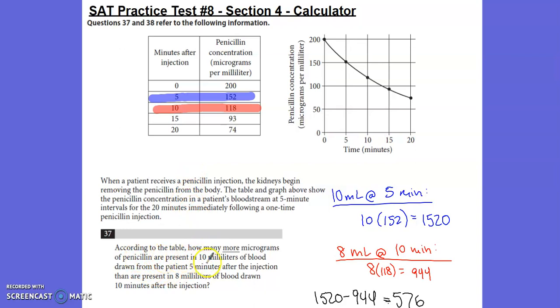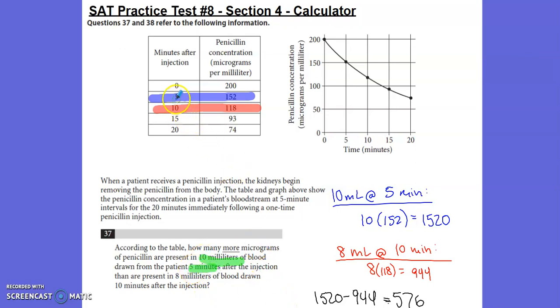Number 37 here says, according to the table, how many more micrograms of penicillin are present in 10 milliliters of blood drawn from a patient 5 minutes after the injection than are present in 8 milliliters of blood drawn 10 minutes after the injection? This is kind of weird because there are a couple different calculations that have to be carried out, and then you have to take the difference between the two. The first one we need to recognize is that we're looking at a 10 milliliter sample of blood taken 5 minutes after the injection.